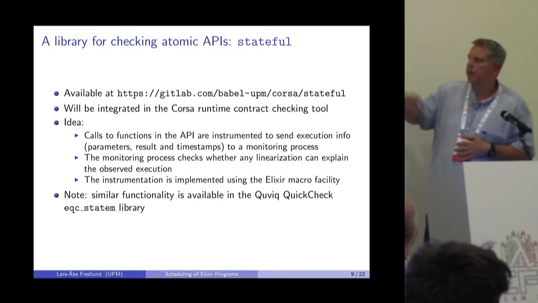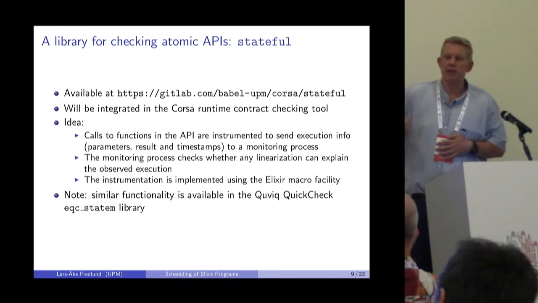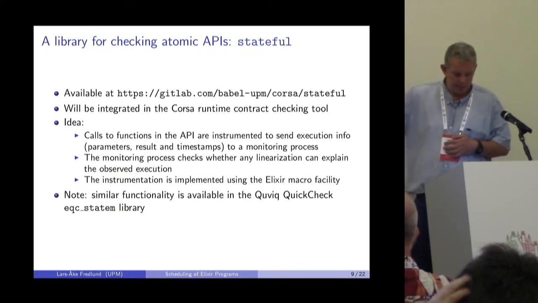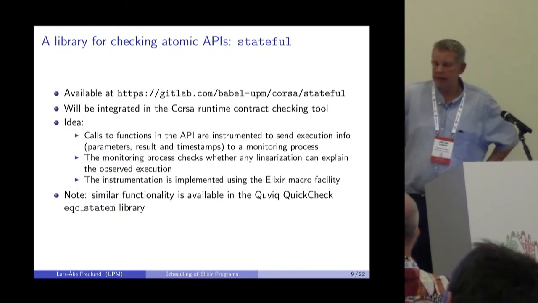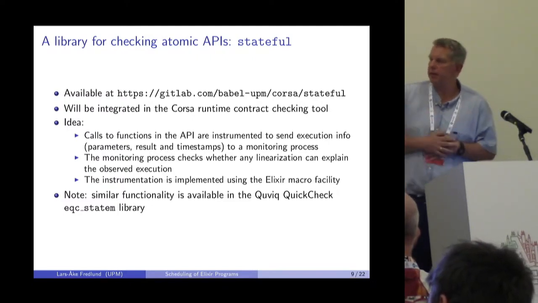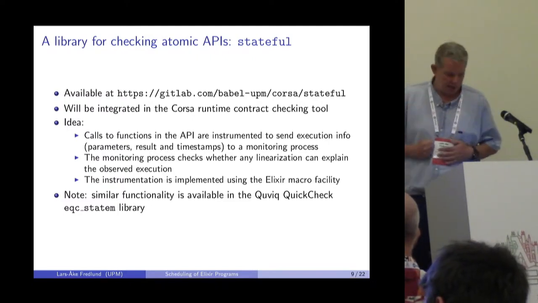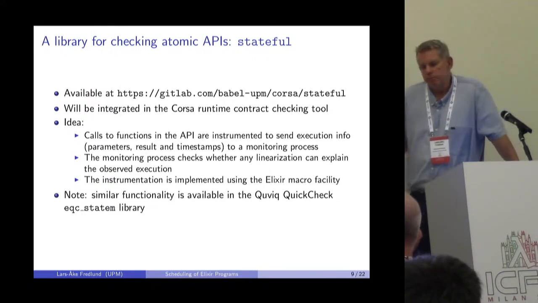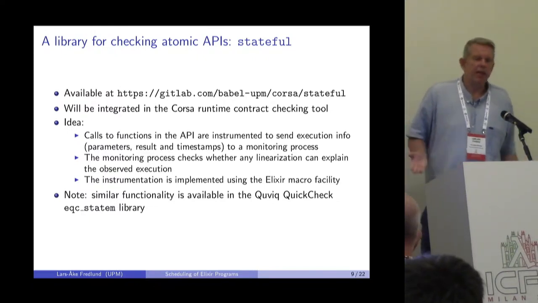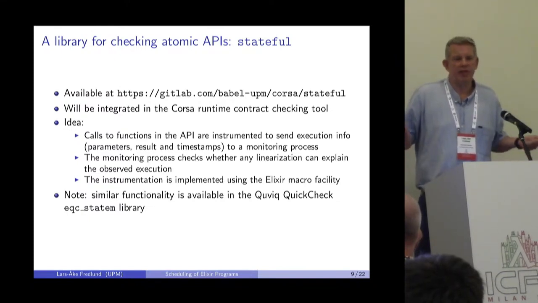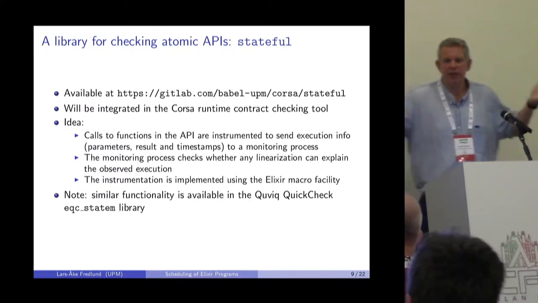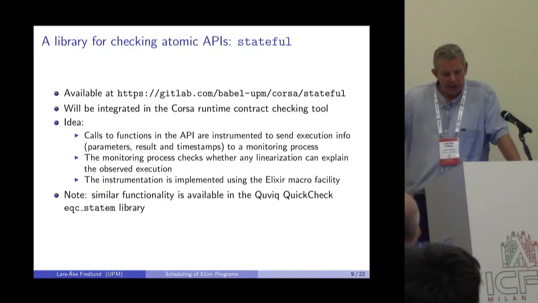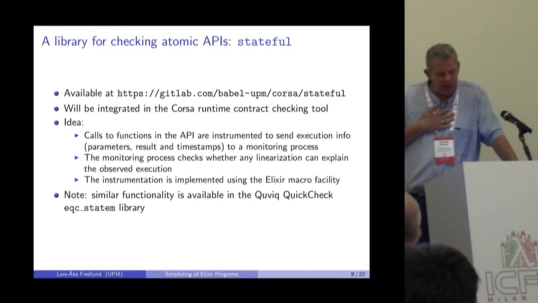And when it terminates, the call as well communicates the return value and a timestamp when it terminates. Okay? And the monitoring process then goes about and checks whether there is any linearization that can explain this concurrent behavior. Okay? And why are we using Elixir? Well, for doing these instrumentations, it's really convenient sometimes to use the Elixir macro facility. So that's one excuse at least. I'm sorry for doing this in the Erlang workshop. And very important, so this is not really very new work.